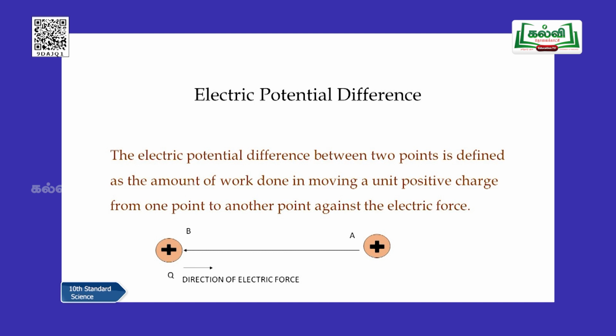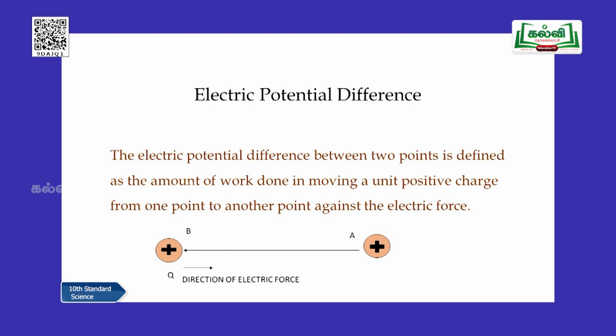Now we can see the definition. We move the unit positive charge from point A to B, and here also we are doing work against the electric force. When we move a charge from one point to another point, we are doing work. That amount of work done is known as the electric potential difference.